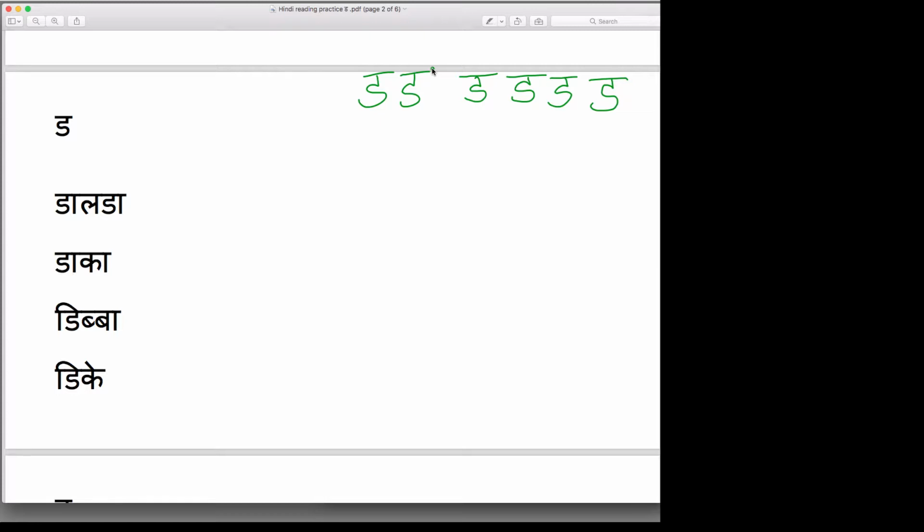First letter is dalda, dalda, daka, dibba, DK.